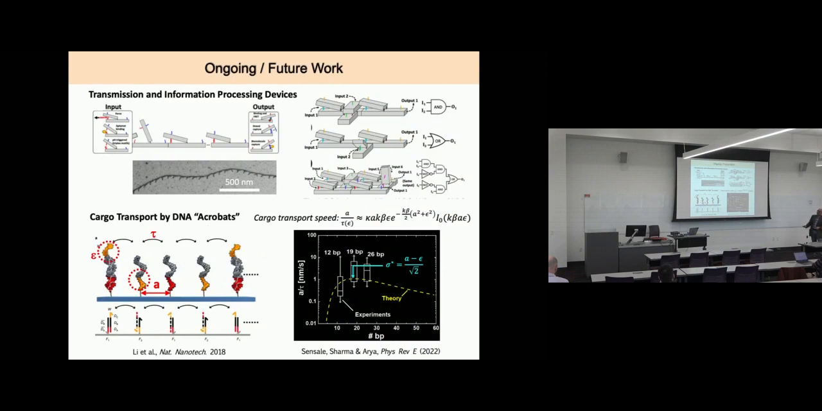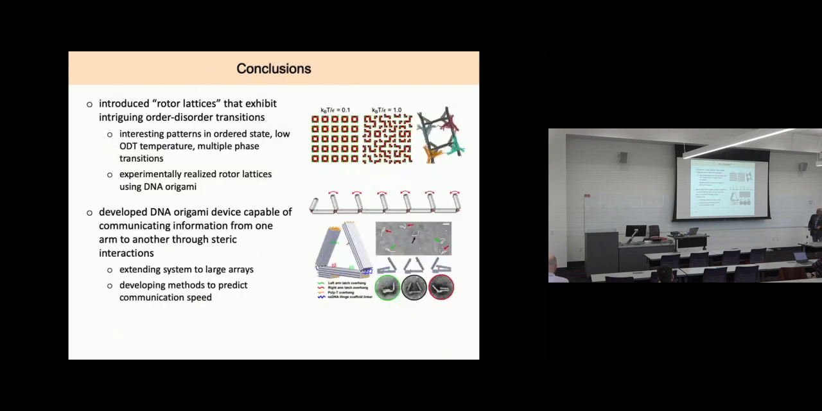Something I did not talk about is I had a very good postdoc who developed a very cool StatMech theory for communication between these devices. He couldn't apply it to our problem because we don't have experimental data on kinetics, but he applied it to another related system of cargo transport, and he matches experimental results quite well. So hopefully I've convinced you that DNA origami has potential for creating very interesting devices that could start to emulate some of the robotic functions that you see in macroscopic systems.